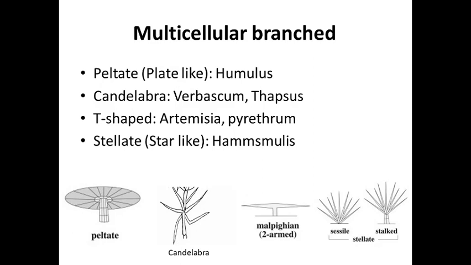The stellate covering trichomes are either sessile or stalked. In the sessile covering trichomes the stalk is absent, whereas the stalked stellate trichomes look like a star with a stalk. The stalk is present.